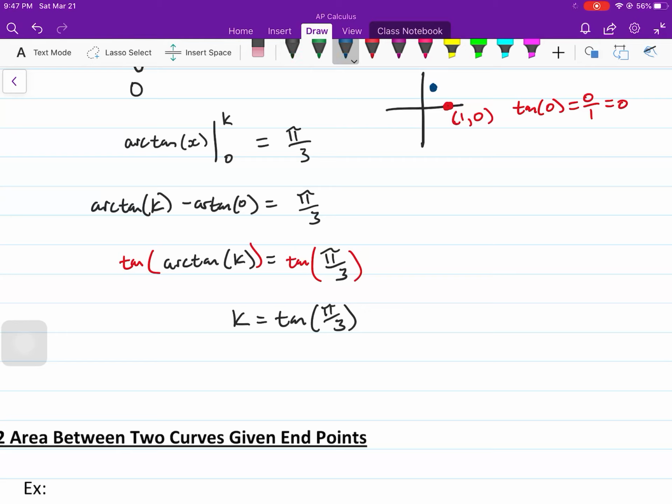And pi over 3 would be right here, closer to the y-axis. So our x value is 1/2, our y value is square root of 3 over 2. So k is going to equal square root of 3 over 2 over 1/2, which equals square root of 3 over 2 times 2 over 1, which equals square root of 3.